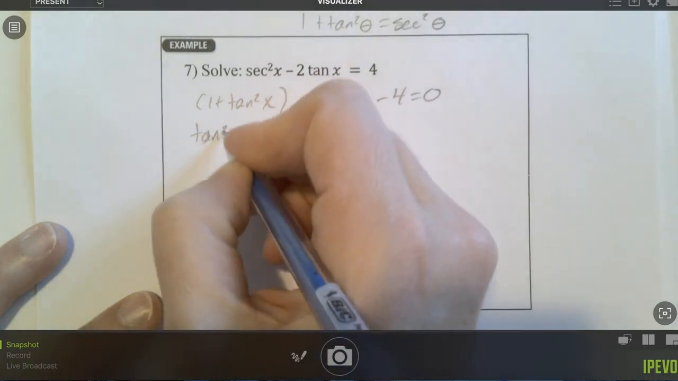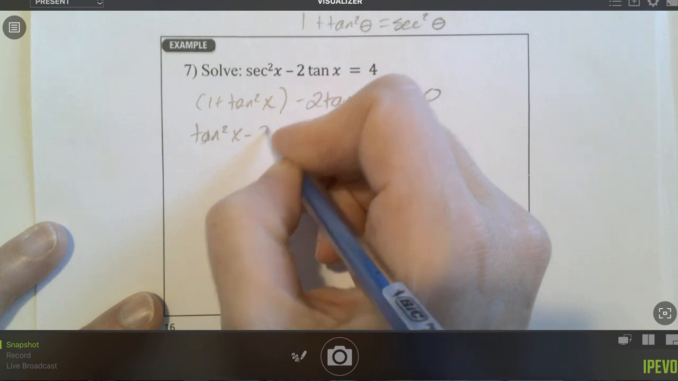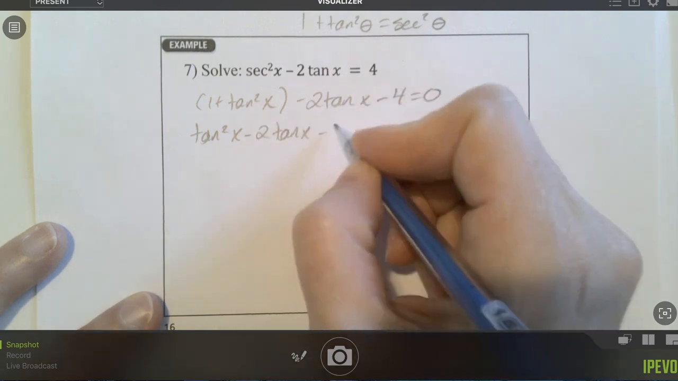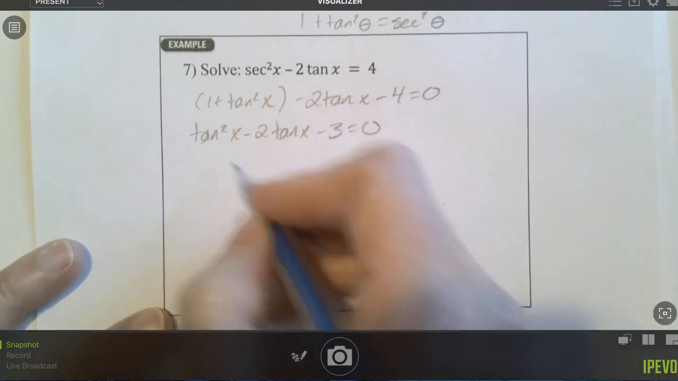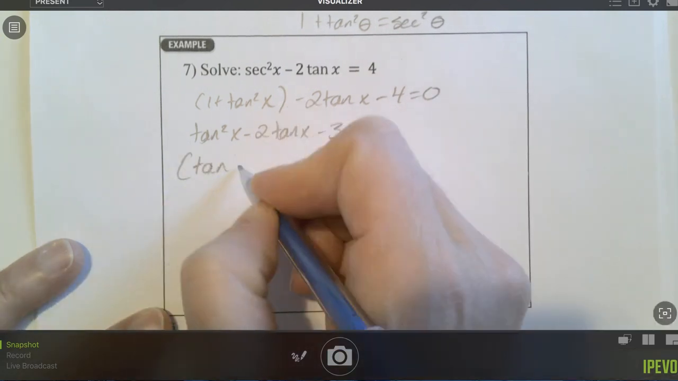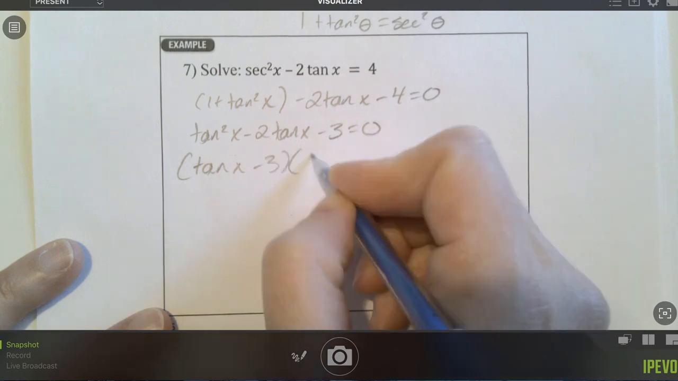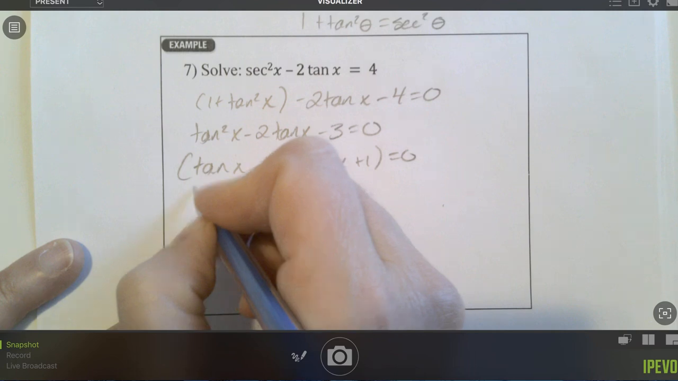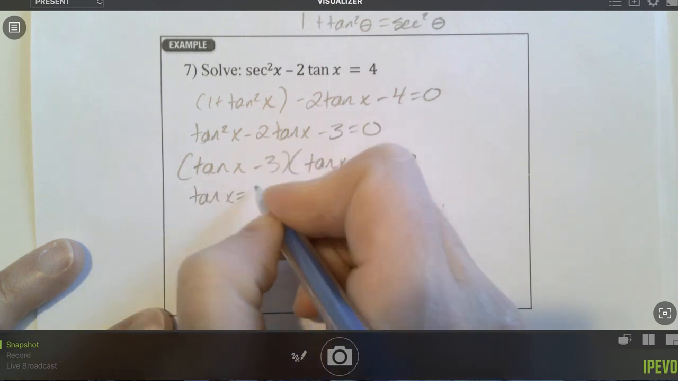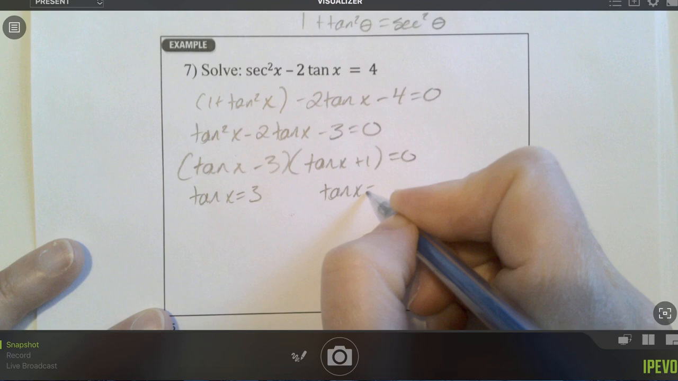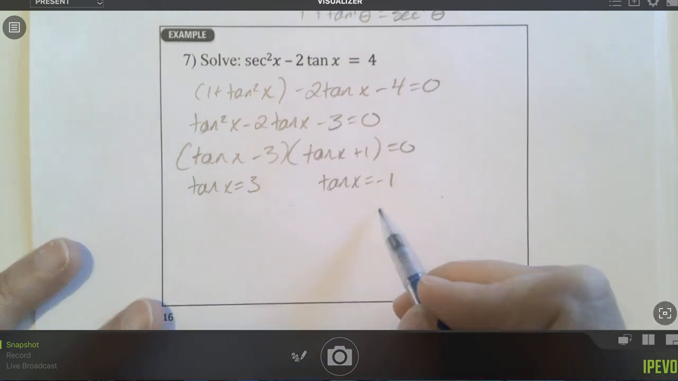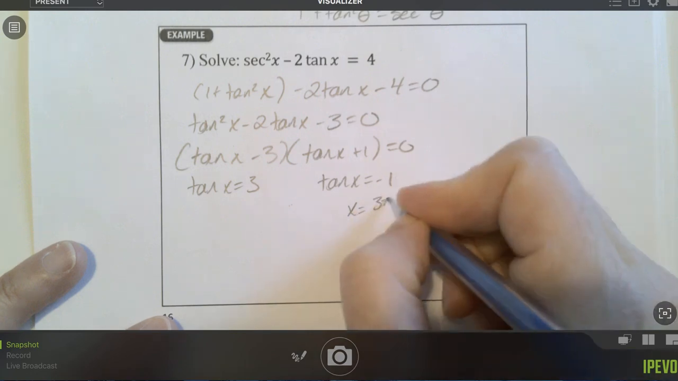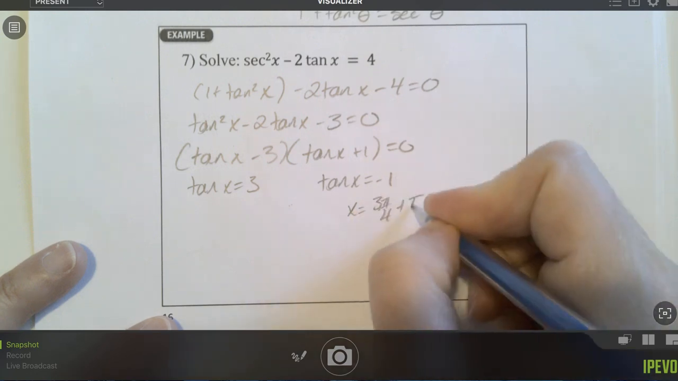Tangent squared x minus 2 tangent x minus 3 equals 0. So this factors. It's not too difficult. So tangent of x minus 3 and tangent of x plus 1 equals 0. So here we're looking at tangent of x is equal to 3, or tangent of x is equal to -1. Well, -1, we did that one earlier. We know that tangent is equal to -1 at 3 pi over 4 plus pi n.